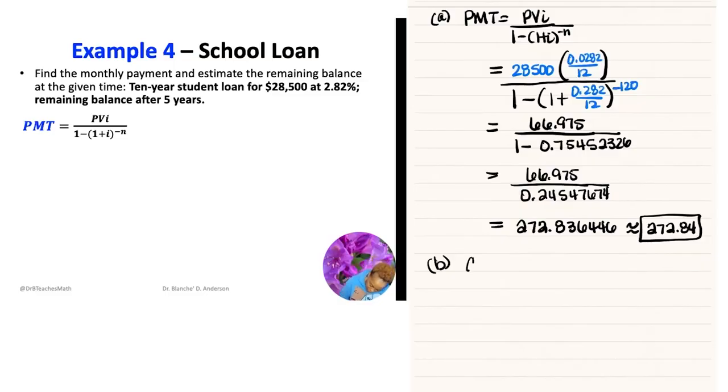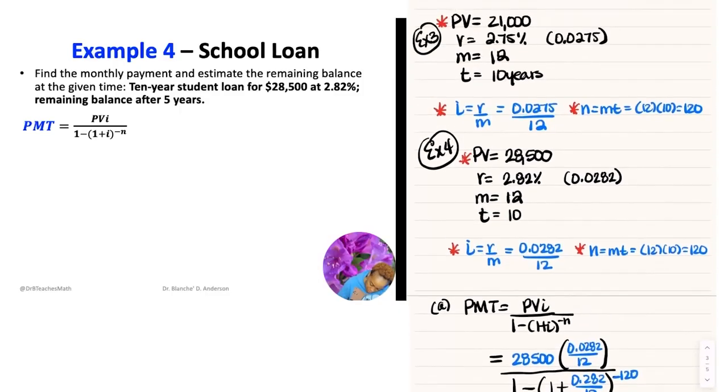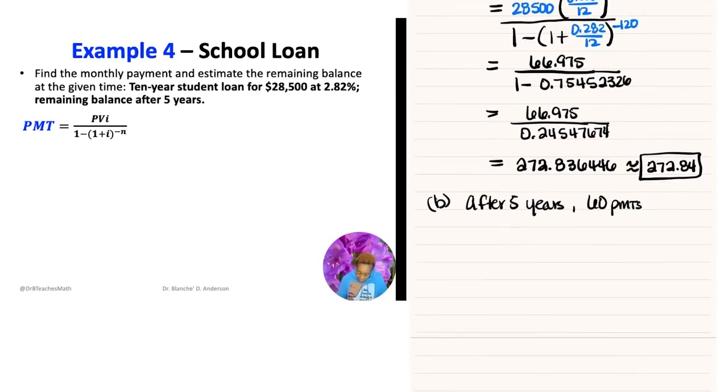So after 5 years, that's going to be what, 60 payments, right? Because we started with 10 years, and if 10 years is 120 payments, well, 5 years is half of that, right? So it's going to be 60 payments. So after 60 payments, what's the balance in the account?